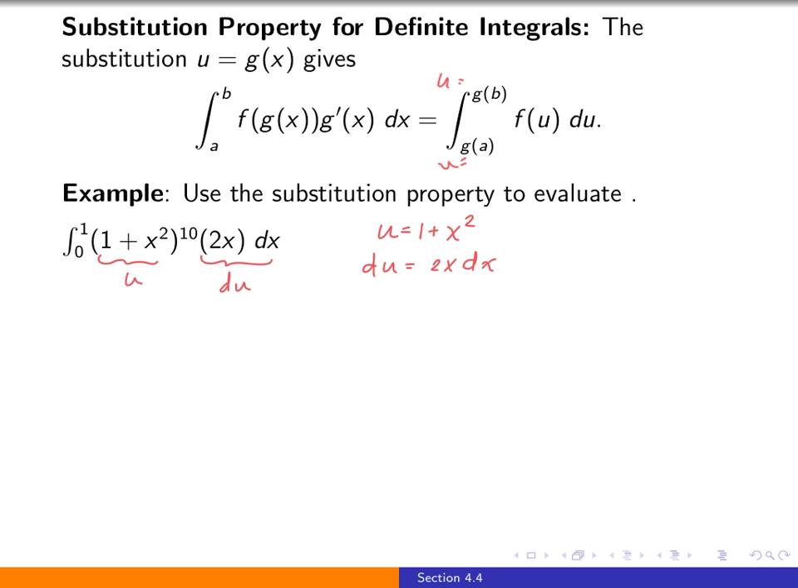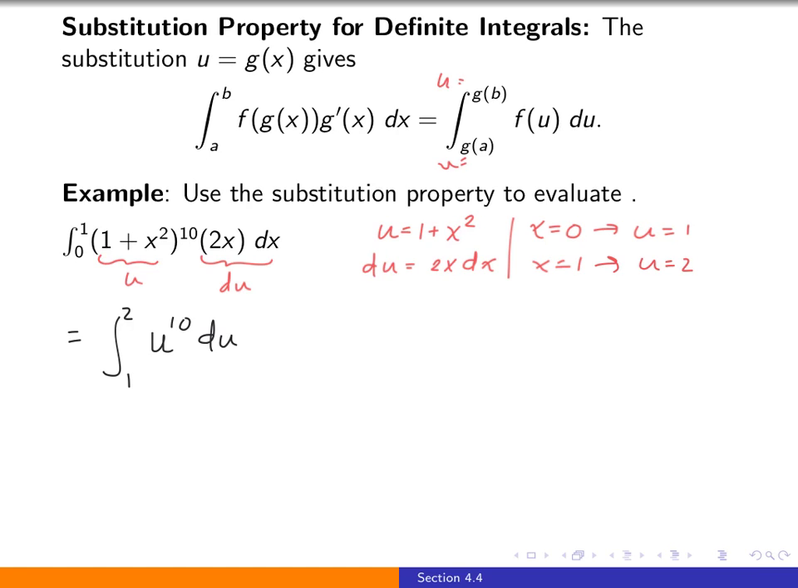But we also have to switch our limits of integration. Let's just do that to the side here. Our lower limit of integration is 0. We look at our substitution and we think, if x is 0, u is 1. Our upper limit of integration is 1. Looking at our substitution, we know if x is equal to 1, u is equal to 2. So putting everything in terms of this variable u, we will have the definite integral with a lower limit of integration 1, an upper limit of integration 2, and it becomes u to the 10th du.